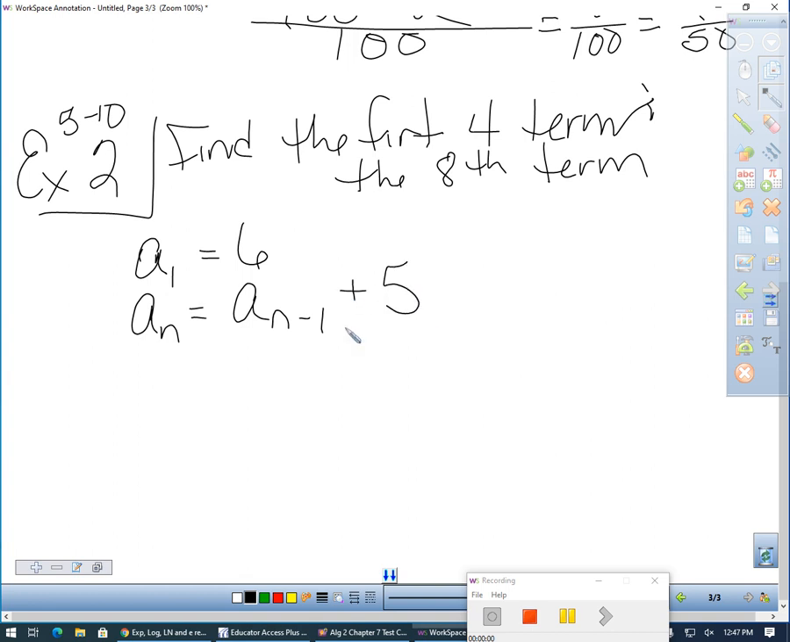Let's talk about this notation. A sub 1 means it's the first term. So my first term is 6. Now, this says if I want my second term, I put 2 in for n. That means I have 2 minus 1. I take my first term plus 5. So I get 11. If I want the third term, I take the previous term and add 5. So I have 16. And this notation says I take the previous term, which is 16, and I add 5.